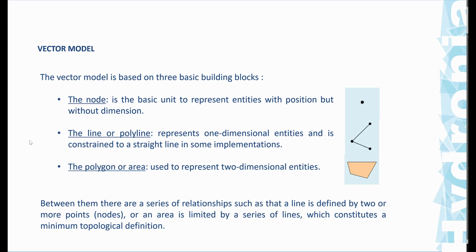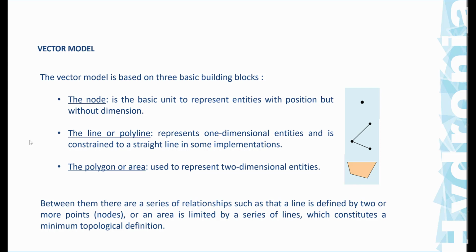So the vector model is based on three basic building blocks. So you have first the node, as I mentioned, that is the basic unit that represents all the different entities. Then you have the line or polyline, and this polyline can have any number of nodes. Then you have the polygon, or the areas that is used to represent two-dimensional entities or two-dimensional geometries, as you see on the figure on the right.